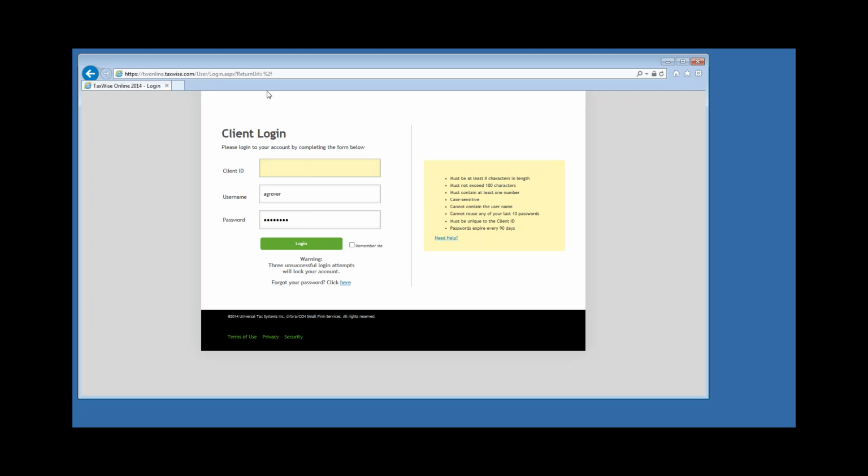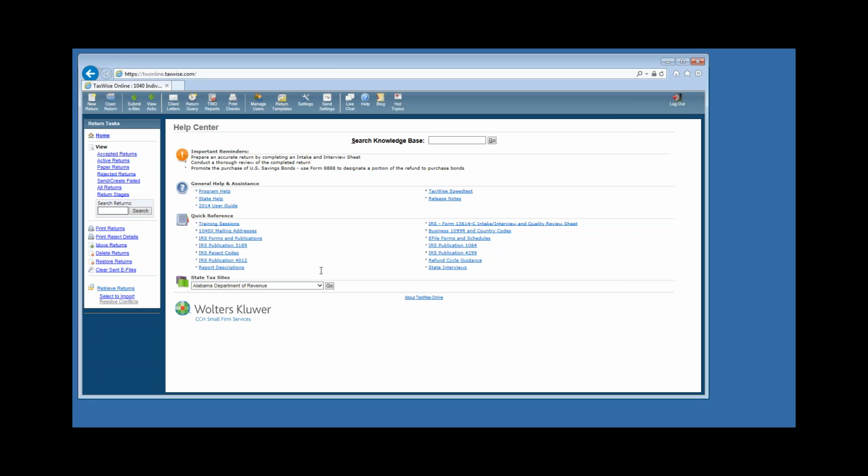It's a secured website. Everything we do is online, which is nice because it's easily accessible. Everything is e-filed. It ends up working out pretty well. So I'm going to put in the client ID. I'll prepare all this information for you so that you can log in.